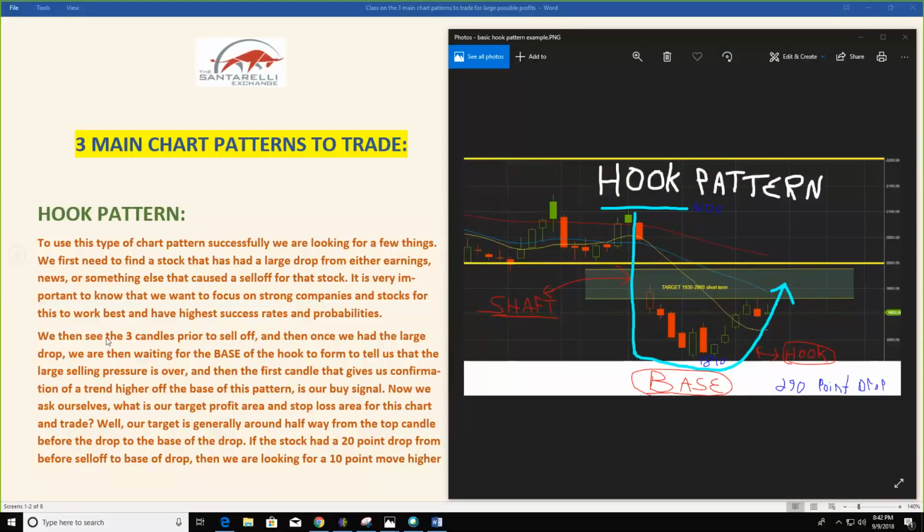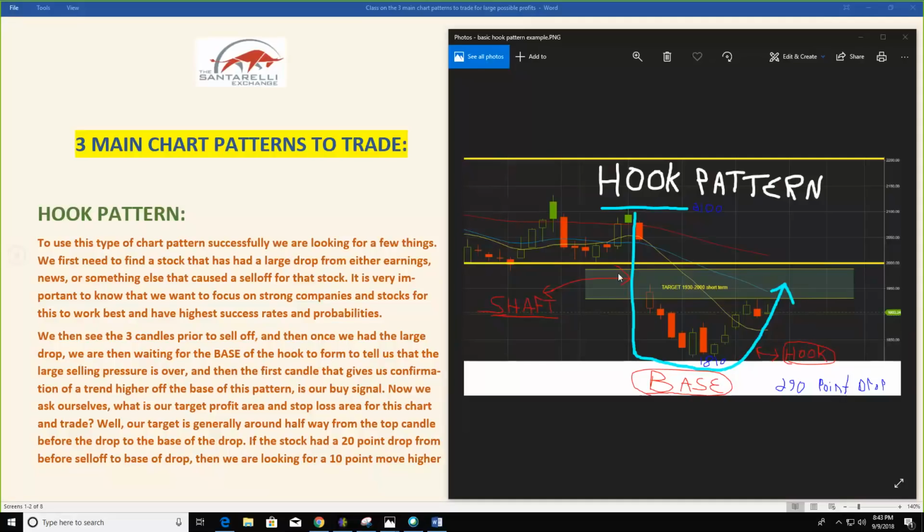All right, so I went over, we see the 3 candles prior to the sell-off, and then once we had the large drop, we're then waiting for the base of the hook to form to tell us that the large selling pressure is over, and then the first candle that gives us a confirmation of a trend higher off the base of this pattern is our buy signal.